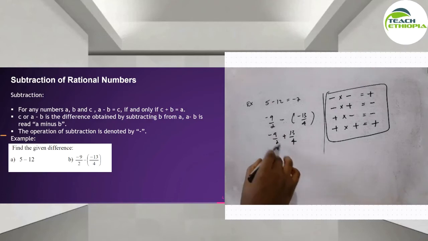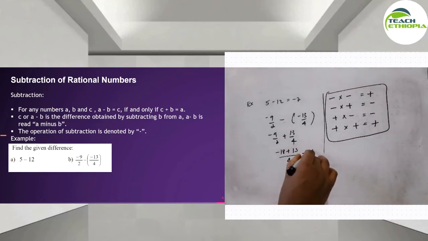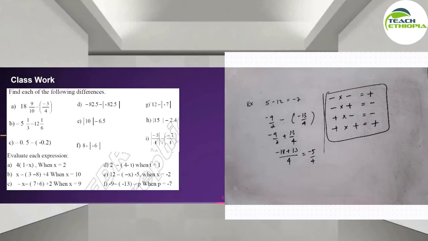LCM is 4, least common multiple. 4 divided by 2, 2 comes. 2 times minus 9 is going to be minus 18, plus 4 divided by 4 going to be 1, 1 times 13 it's going to be 13. So this is going to be minus 5 over 4. This is how subtraction of rational number operates.